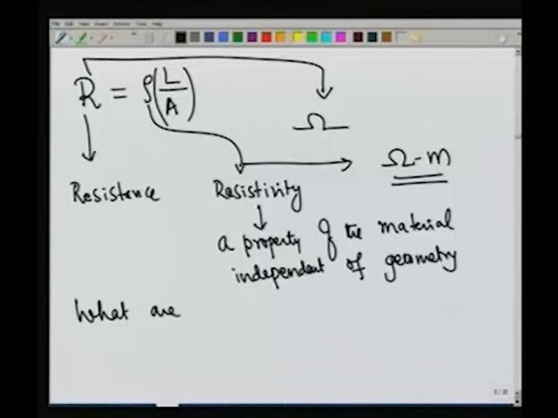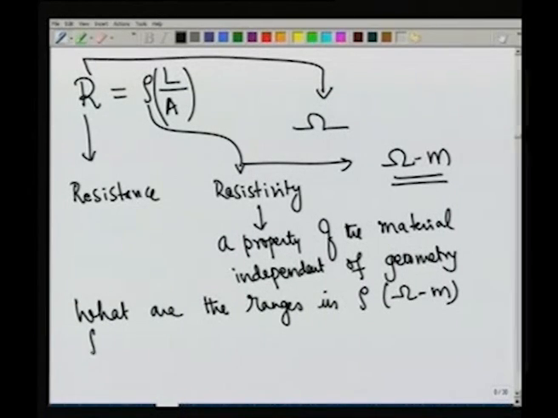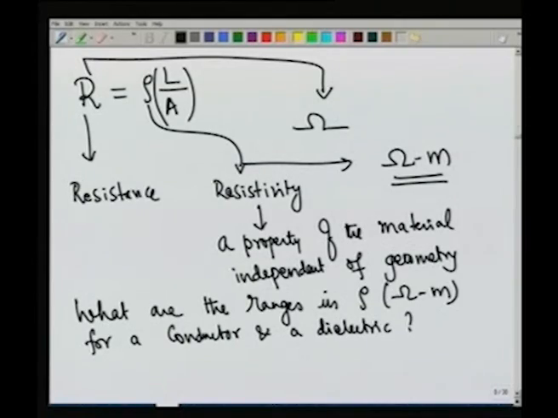Now I ask myself, suppose I have a multimeter and I start measuring resistances. When shall I say that I have made a crossover from a conductor to a dielectric? That is the question that we are asking. So in other words, what are the ranges in rho, in units of ohm meters, for a conductor and a dielectric? That is the question. So let us answer this question.